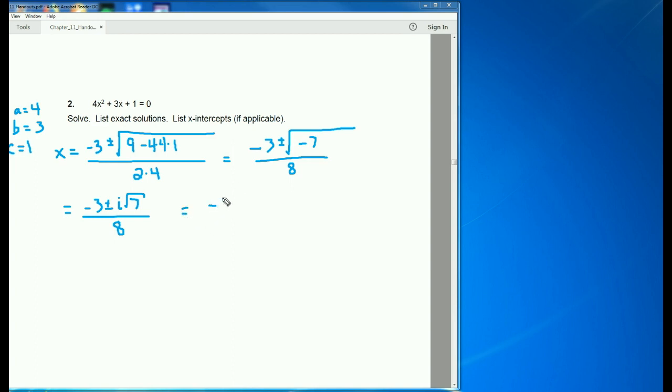So in other words, negative 3 over 8 plus or minus square root of 7 over 8 times i. And again, that represents two solutions. I just don't feel like writing them both out. Negative 3/8 plus square root of 7 over 8 i, and negative 3/8 minus square root of 7 over 8 i. All right, I'm going to go on, erase all this and go on.